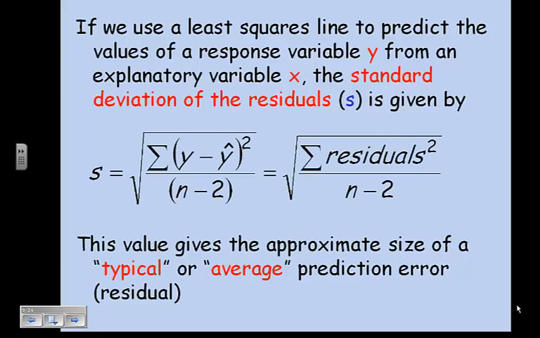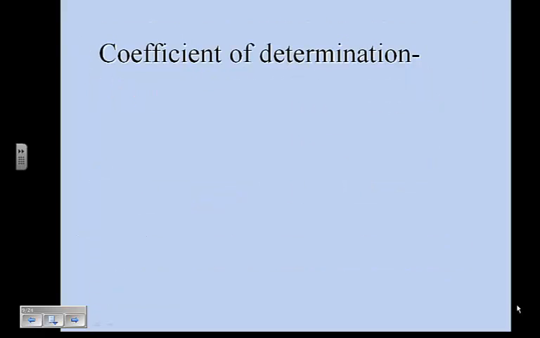And that formula is given to you now. You take your residuals, and the big sum symbol means after you square them all, you add them all up, you divide by n minus 2, and then you take the square root. And that is the standard deviation of the residuals, and it gives you an approximate, a typical, an average prediction error for the residual. That then leads us into a new statistic called the coefficient of determination, r squared.